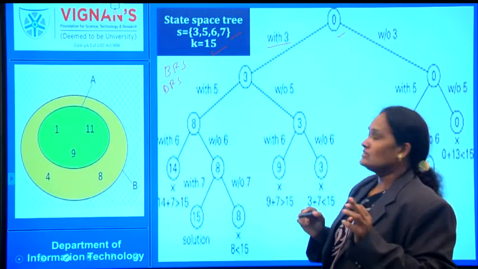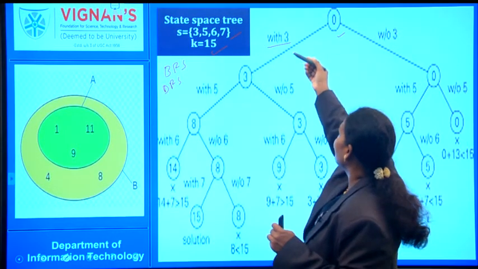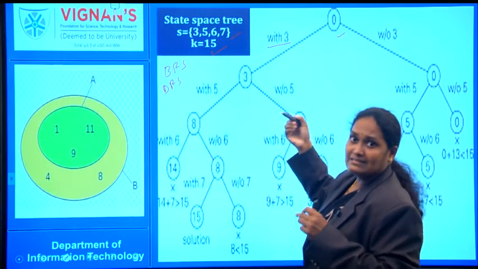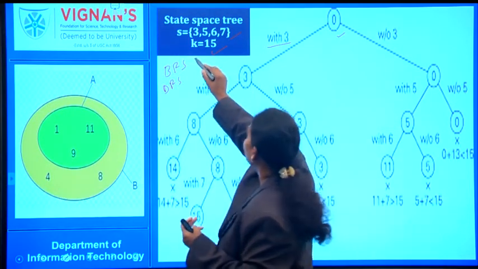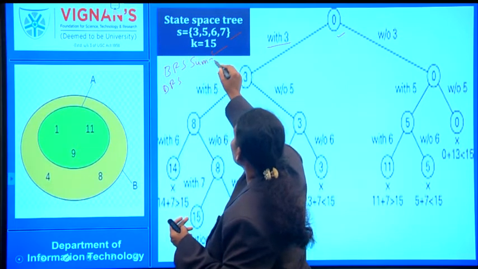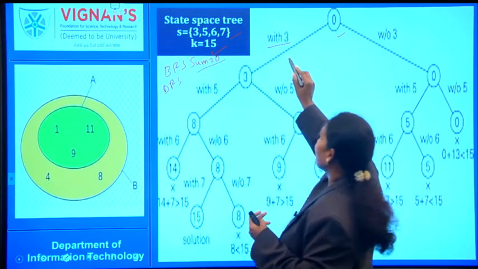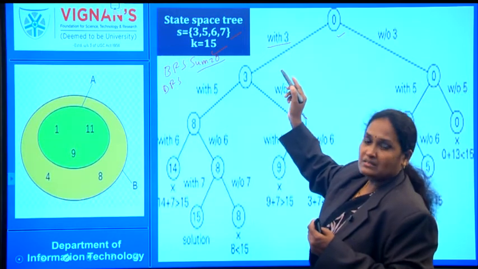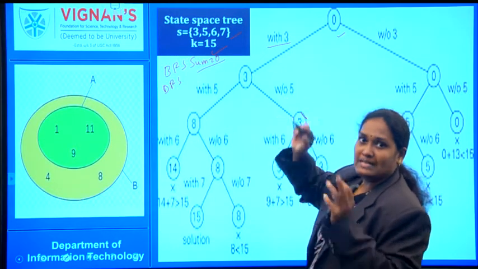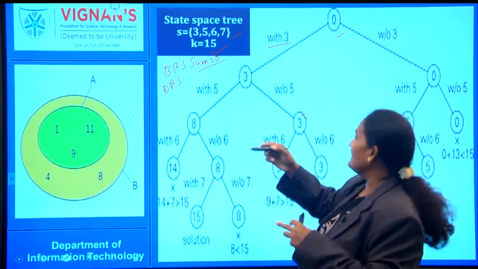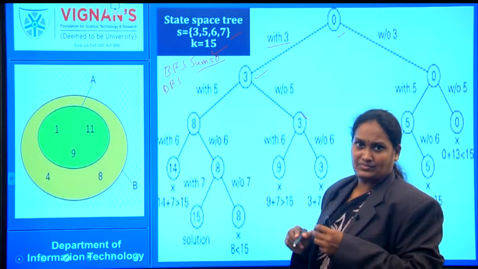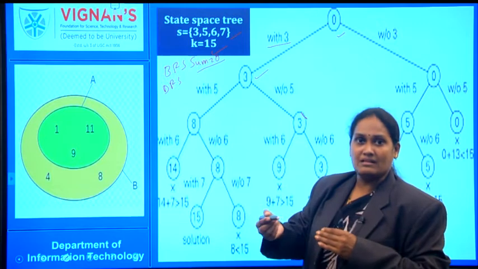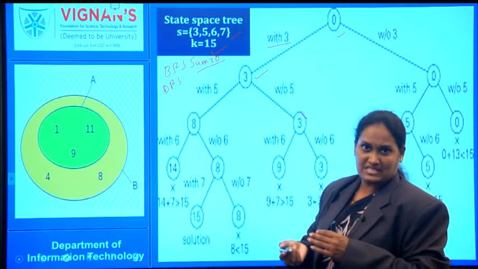With 3, we are considering the element into the subset. Then what becomes the sum? Initially we are taking the sum value as 0. Now we are considering the element 3 into the subset, so the initial sum 0 plus 3, the sum becomes 3, which is less than 15. That is, we can add some more elements to the subset.